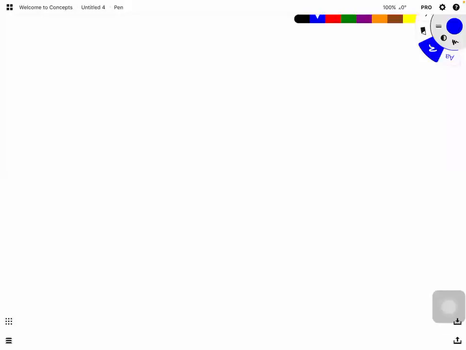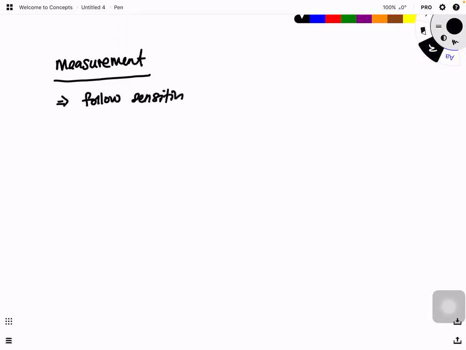Okay, so now look at this. We look at the measurements. Always remember, when you measure anything, you must follow the sensitivity of the apparatus. Now, what does this mean? Sensitivity of the apparatus basically means how sensitively I can read.